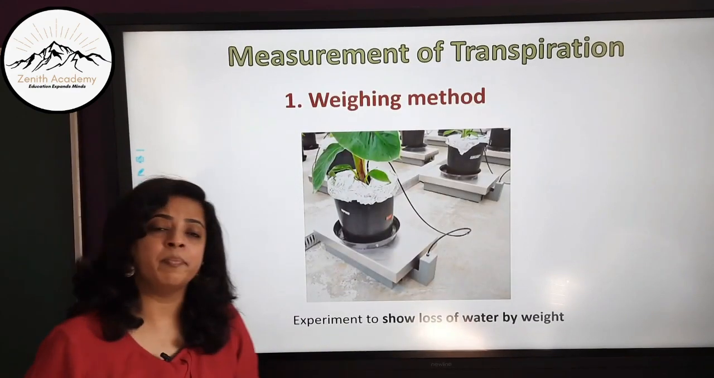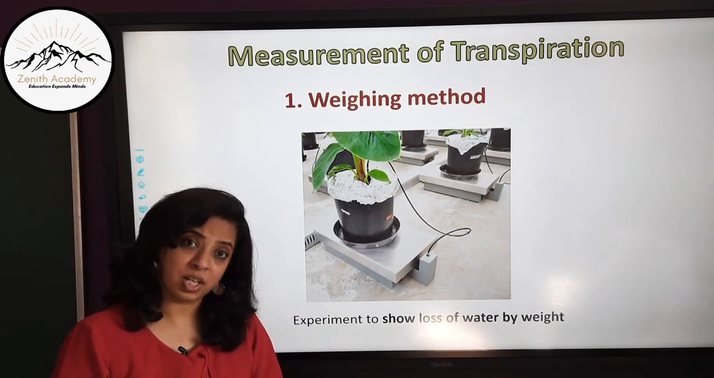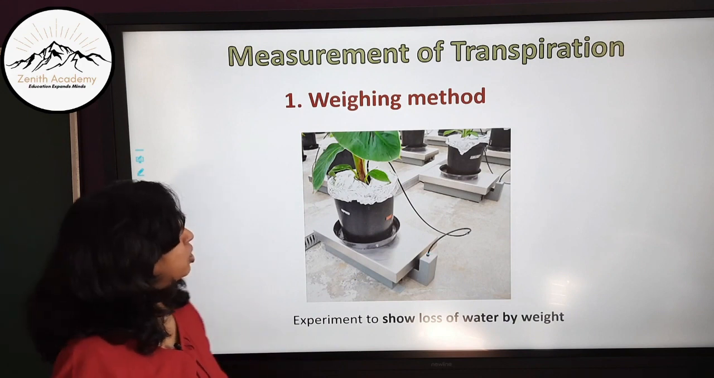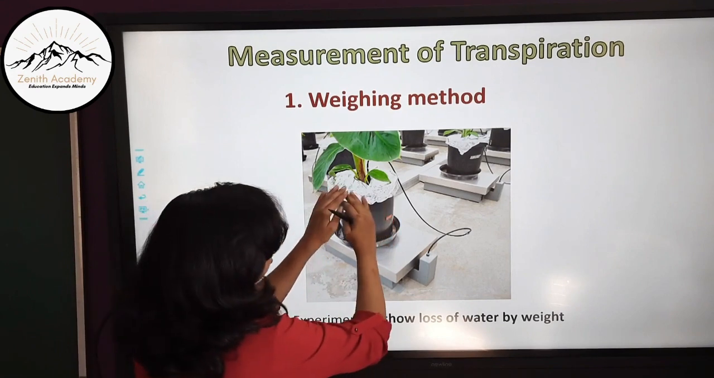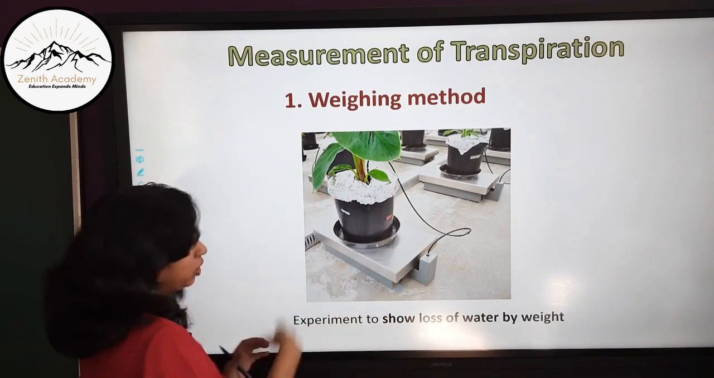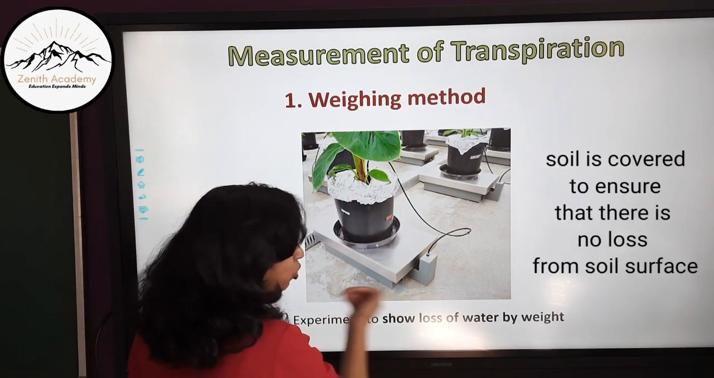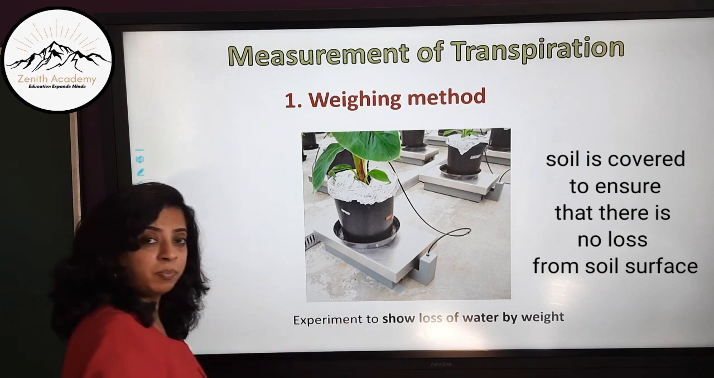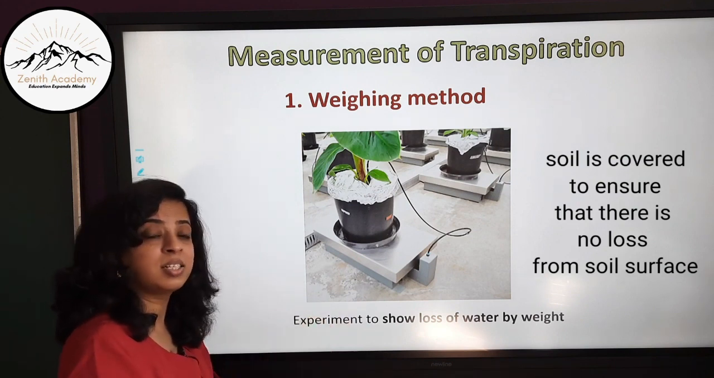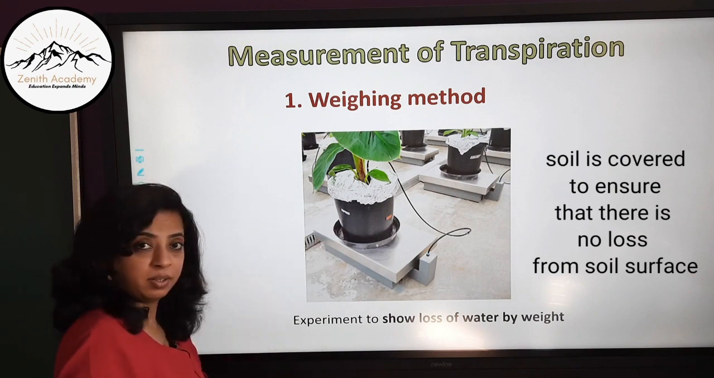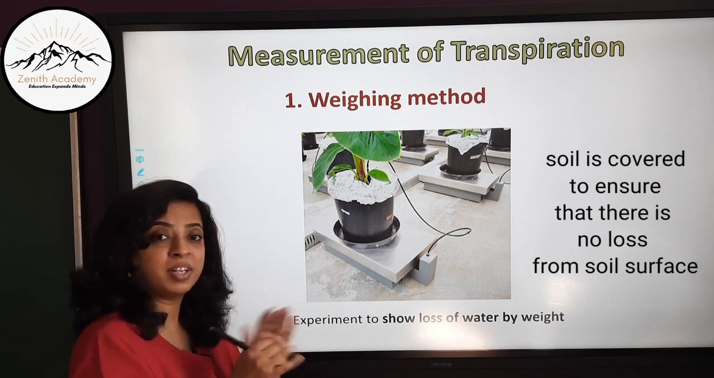Now how do we measure how much transpiration has occurred? There are certain methods. One is the weighing method. In this, you cover the surface of the potted plant and then you weigh the plant, and after a few hours of keeping the plant in sunlight, you again weigh it. Now there will be a difference in weight.